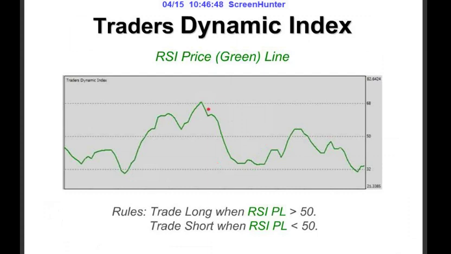But again, the principle here is look for the green line to go above the 50 for a potential long. Look for a potential short when we're below the 50. Now, that may resonate with what you're doing with Steve's method. It may not. Some of you may just be looking for the shark fins, as he refers to them in his training. Let's go to the next page here and take a look.